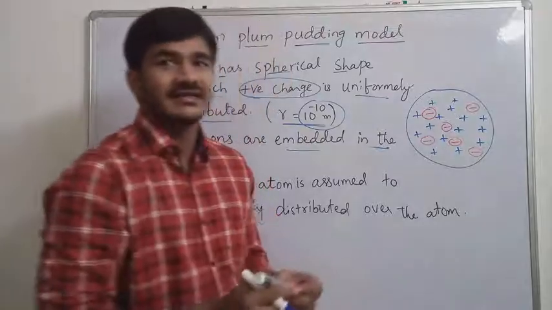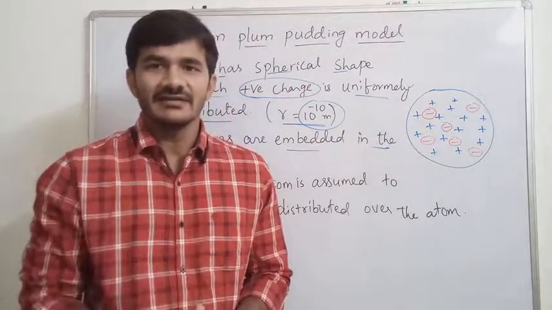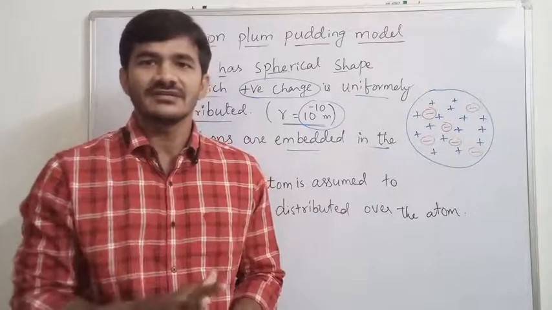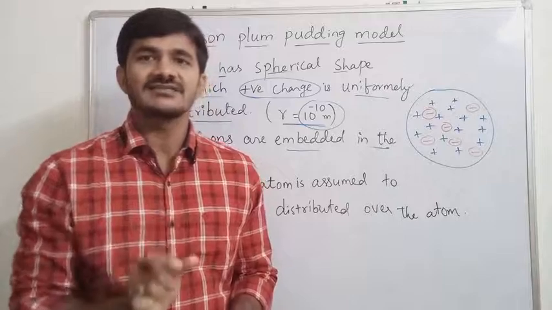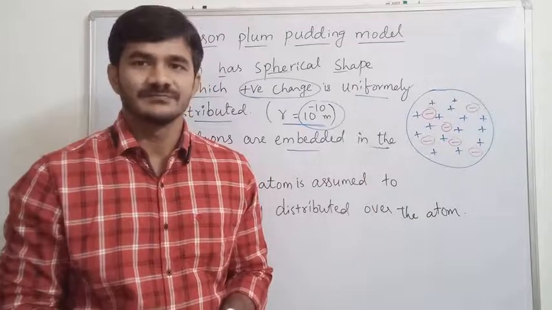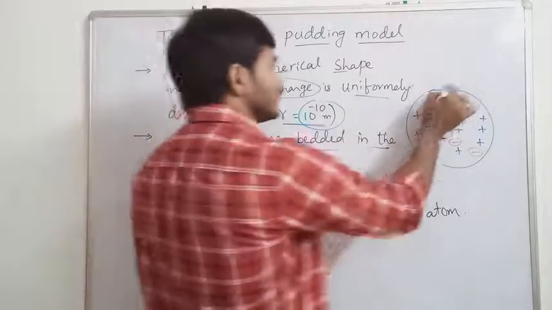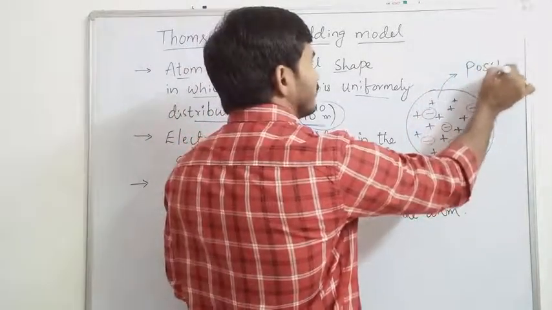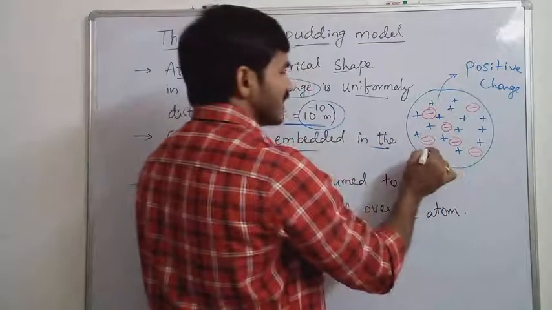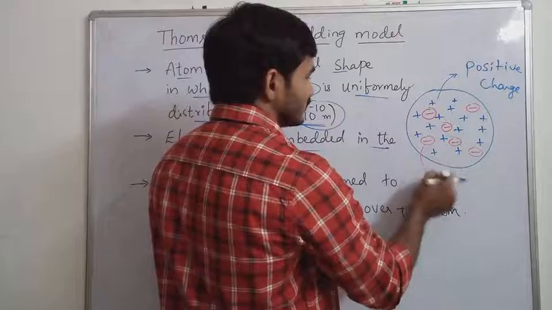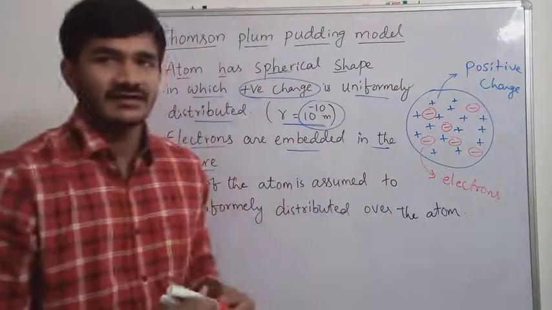Randomly electrons are embedded. Just like if you cut the watermelon in the middle, the total red color portion is said to be positive charge and black seeds are electrons. That's why it is said to be watermelon model. Here this is positive charge or positive mass, and these are electrons. So this is a simple Thomson model.